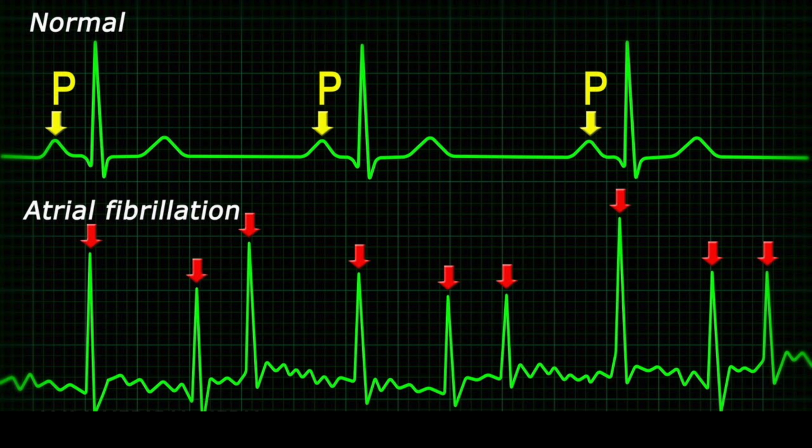ECG features of atrial fibrillation: irregular rhythm, no P waves, absence of an isoelectric baseline, variable ventricular rate. QRS complex is usually less than 120 milliseconds unless pre-existing bundle branch block, accessory pathway, or rate-related aberrant conduction. Fibrillatory waves may be present and can be either fine, amplitude less than 0.5 millimeters, or coarse, amplitude greater than 0.5 millimeters. Fibrillatory waves may mimic P waves leading to misdiagnosis.